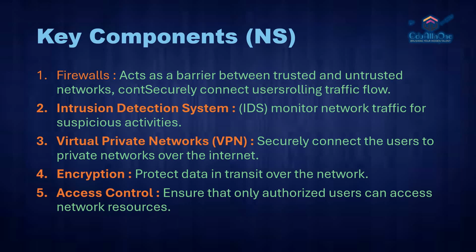Next one is encryption. As I said before, encryption means converting plain text into ciphertext. Here in network security, encryption protects data in transit over the network. Whenever data is transferring over the network, it ensures that the data is encrypted so that any third party cannot access it.